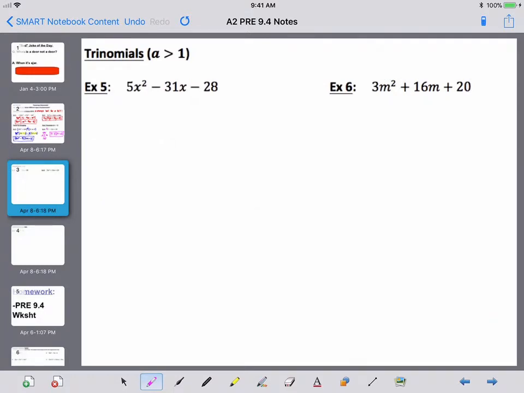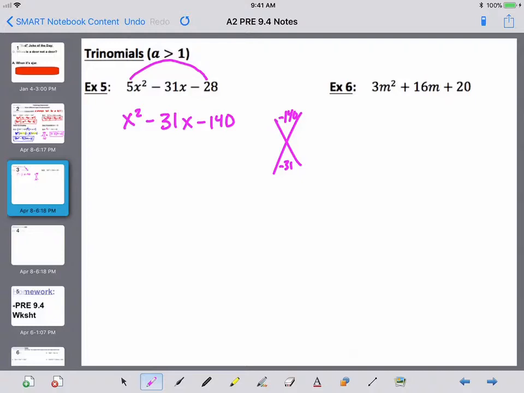Well, let's look at if there's a number in front of that x squared term. So if our a is greater than 1, then if you recall, we need to multiply the a and the c. So in this fifth example, we're going to get x squared minus 31x, and then 5 times 28 is 140. This is kind of a tough example because now what we have to do is find two numbers that multiply to negative 140 and add up to negative 31.